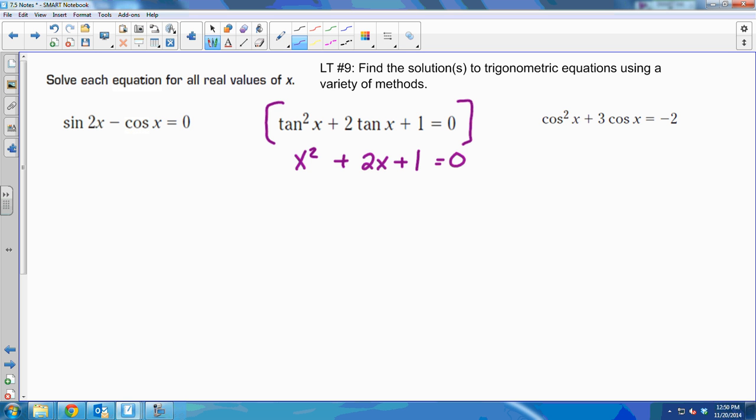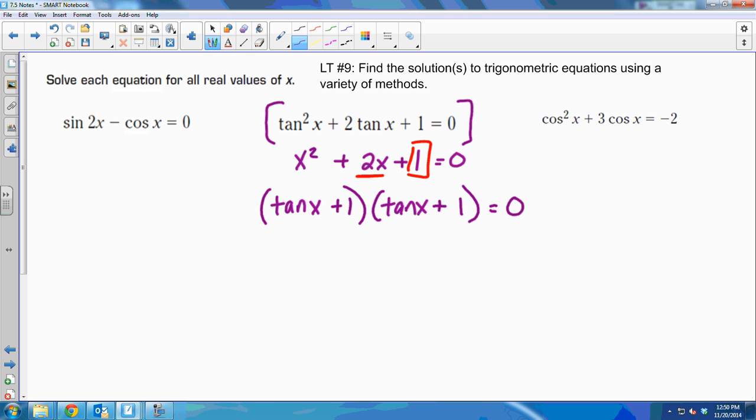You're looking for two numbers that you can multiply to get 1 that add up to be 2. So in this case, what two numbers multiply to give you 1 and add to be 2? 1 and 1. So you're going to have tangent x plus 1 times tangent x plus 1.